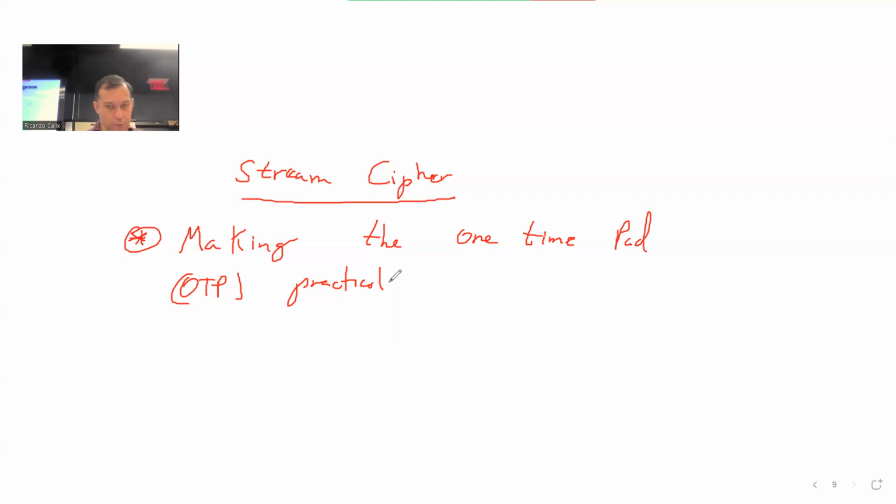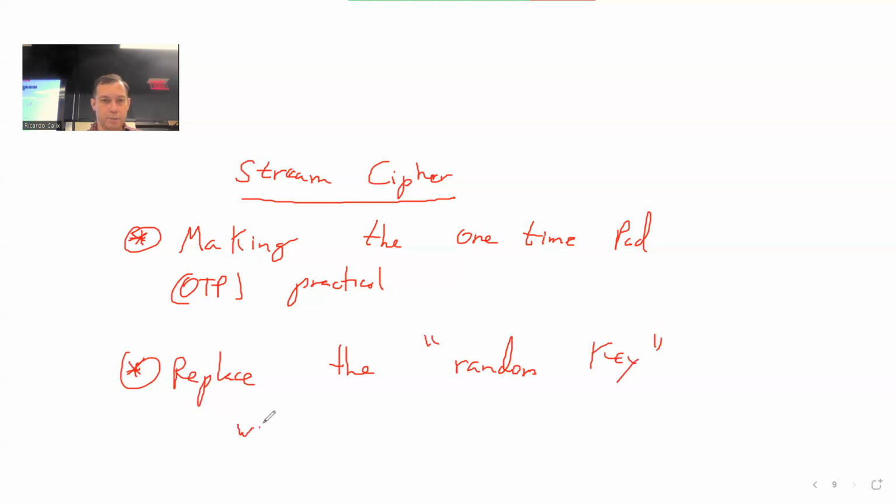So we replace, so the idea in the stream cipher is to replace, so we want to replace the totally random key, the random key, with a pseudo-random key.